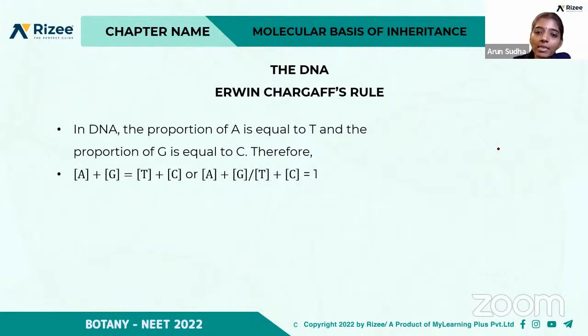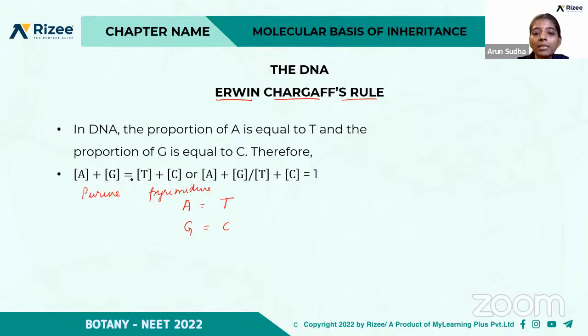So what is Erwin Chargaff's rule? That is, it shows us the pairing between the nucleotides in the double helical structure of DNA. So in the DNA, the adenine is always equal to thymine, and guanine is always equal to cytosine. We know that there occurs a pairing between adenine and thymine. So always the amount of adenine will be equal to that of thymine and the amount of guanine will always be equal to cytosine. And also A plus G, that is purines, will be equal to pyrimidines, right?